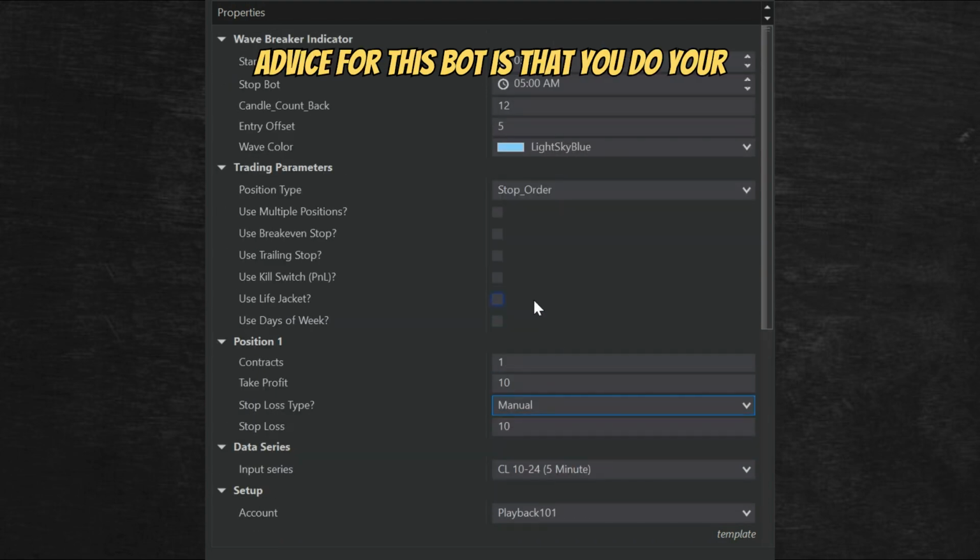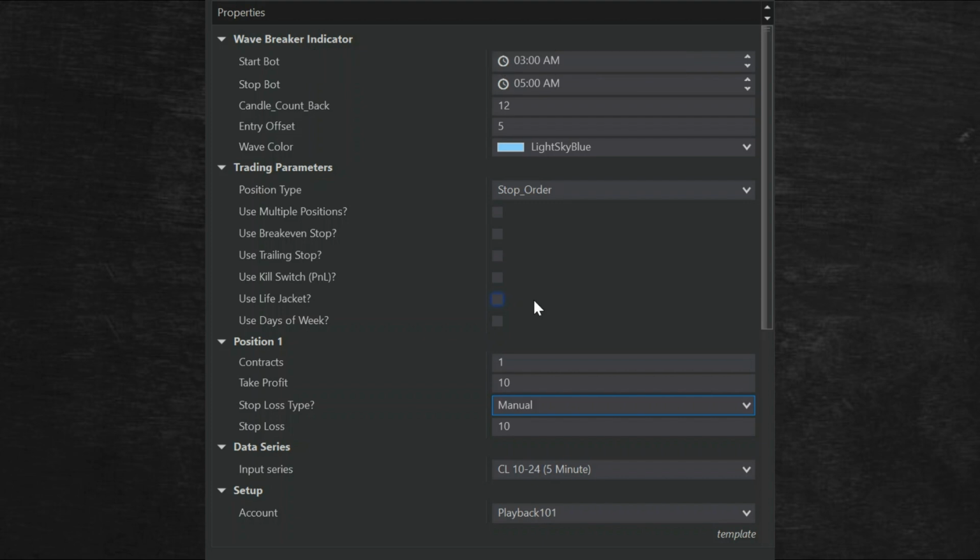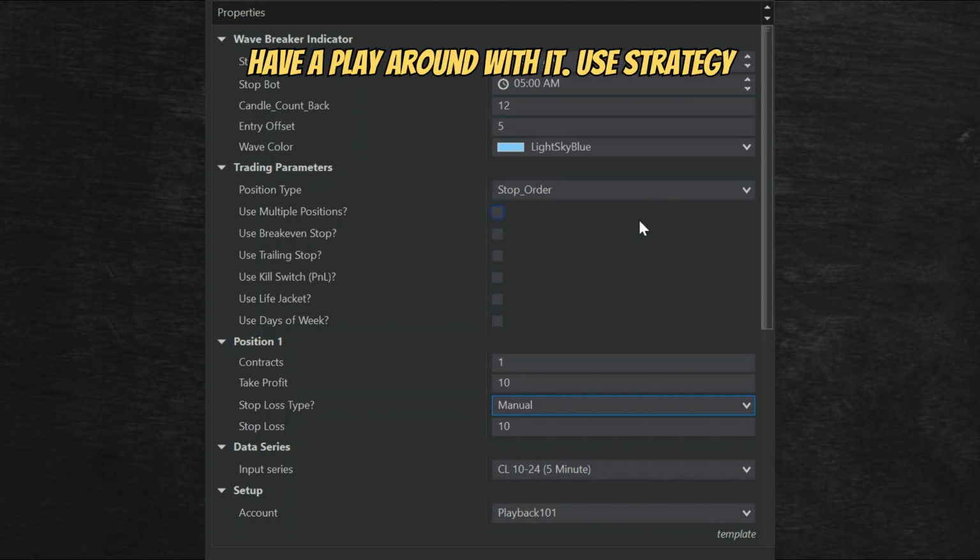My only advice for this bot is that you do your due diligence. You analyze when it is best used for the market conditions and historical trades and so forth. Have a play around with it. Use Strategy Analyzer, which I'll show you in the next part what we do. And yeah, just be careful with your trail stops and things like that. Don't have too tight of trail stops and too tight of stop losses.